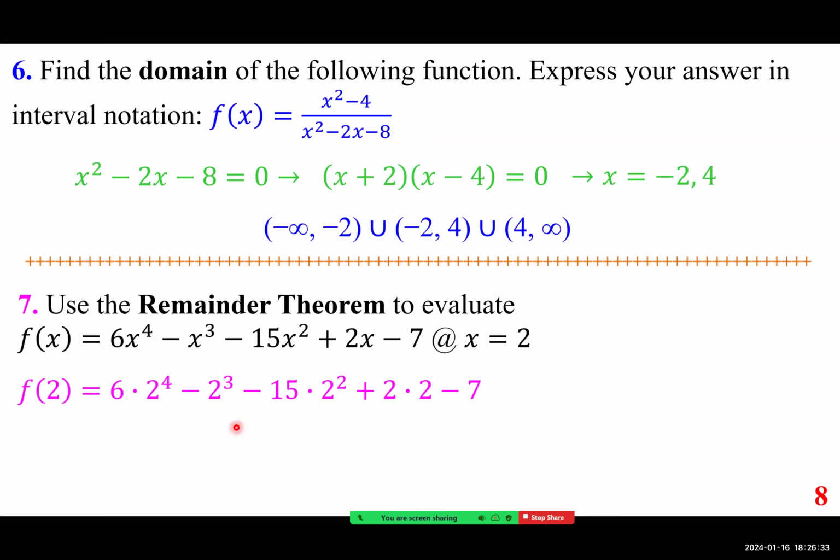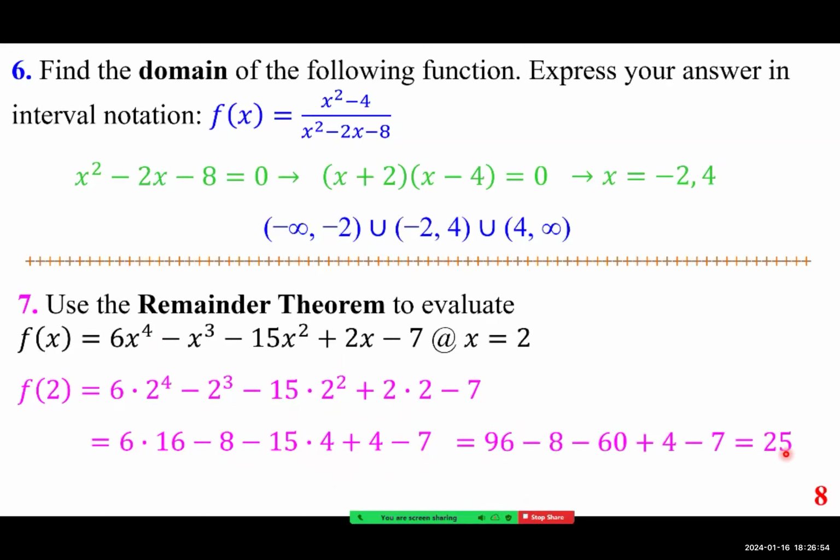So 6 times 16 minus 8 minus 15 times 4 plus 4 minus 7. So this is 96. This remains as minus 18. This is minus 60. And 4 and minus 7 remain. So when you put all of them together, you get positive 25, which means x minus 2 is not a factor, which means if we were to divide this function by x minus 2, the remainder would be this. So how do you find this remainder? You have two ways. You do the actual division or use the remainder theorem, which means evaluate.